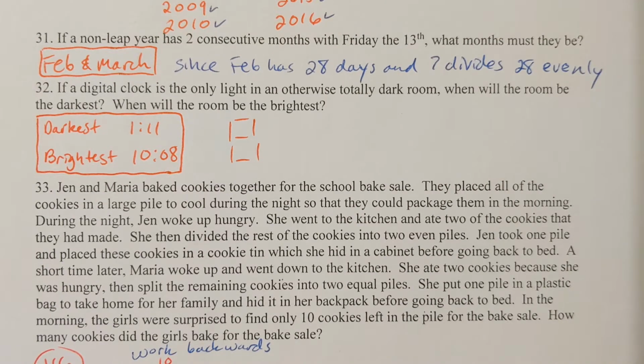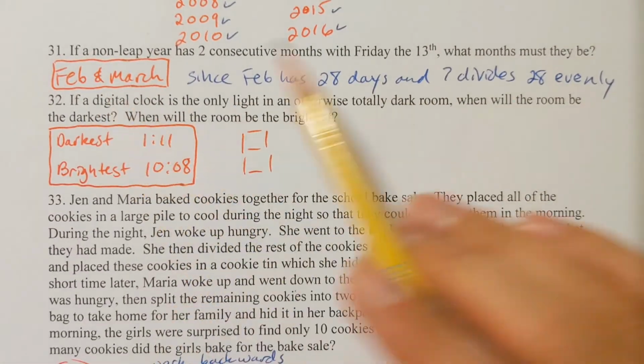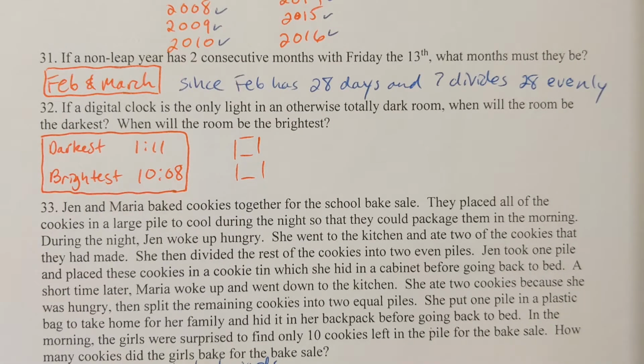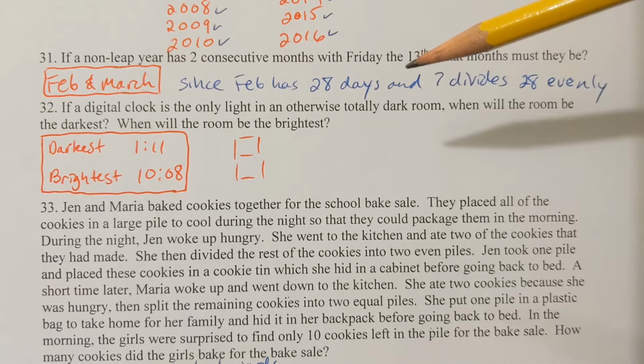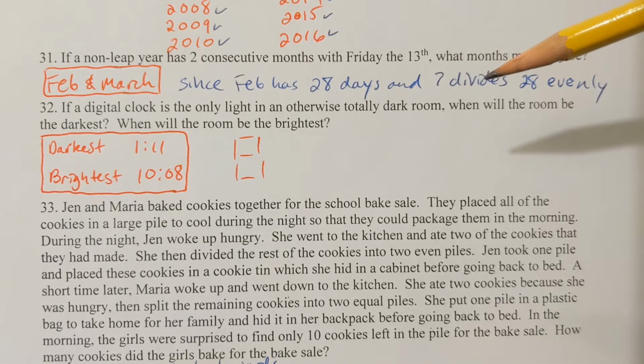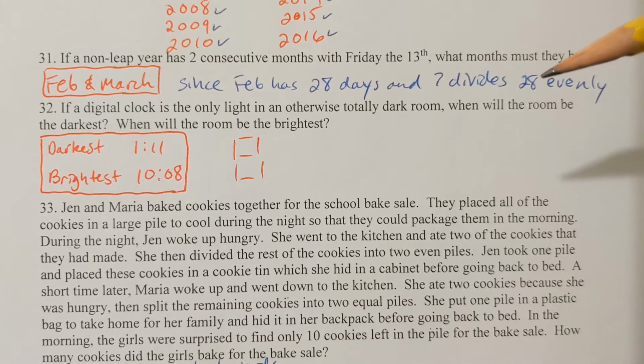Okay, so this is still section 1.3, and in the notes we just did problem 30, so we're on 31. If a non-leap year has 2 consecutive months with Friday the 13th, what months must they be? Okay, well, the answer is going to be February and March, since February has 28 days and there's 7 days in a week. And 7 goes into 28 evenly. 7 does not go into 30 or 31 evenly. And all the other months have 30 or 31 days.